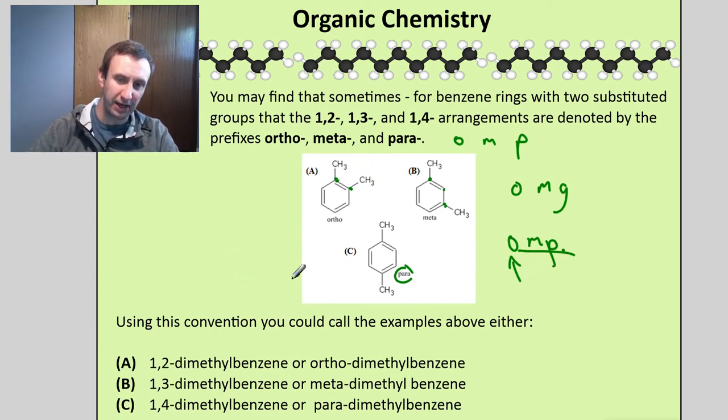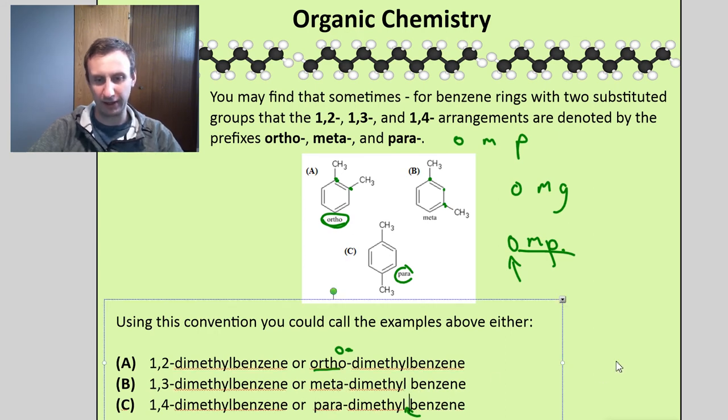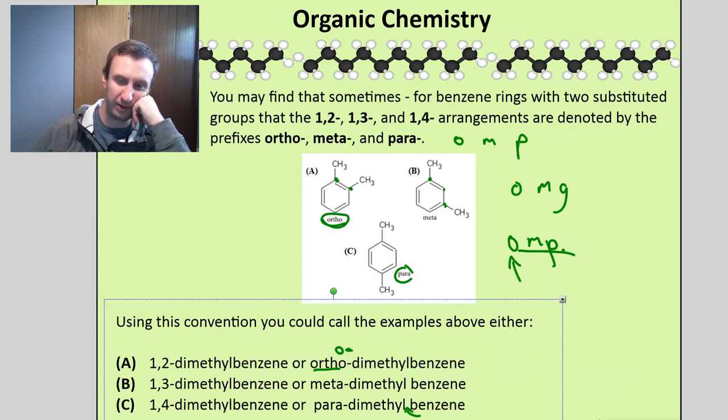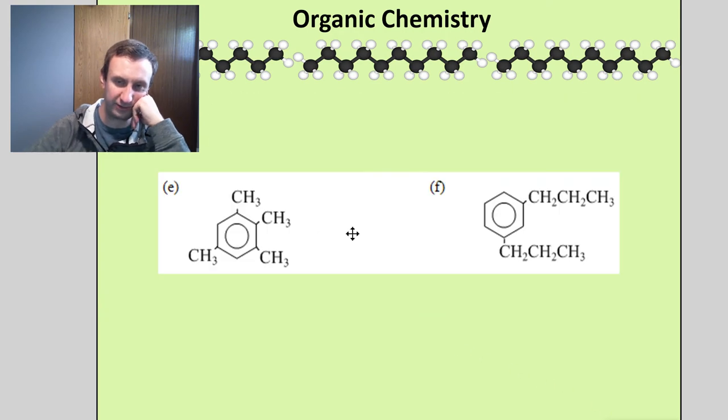All right, so these examples above: 1,2-dimethylbenzene would be the normal name for this. Instead, we call it ortho-dimethylbenzene or o-dimethylbenzene. This would be 1,3-dimethylbenzene or meta, m-dimethylbenzene. And then here, there should be a space here, by the way. 1,4-dimethylbenzene or para-dimethylbenzene for that one. Okay, so that's how we do that naming, a little bit interesting.